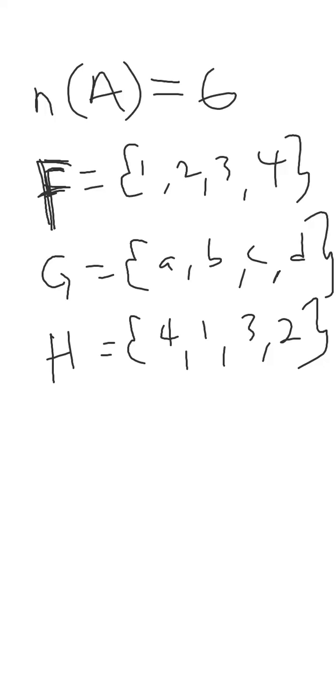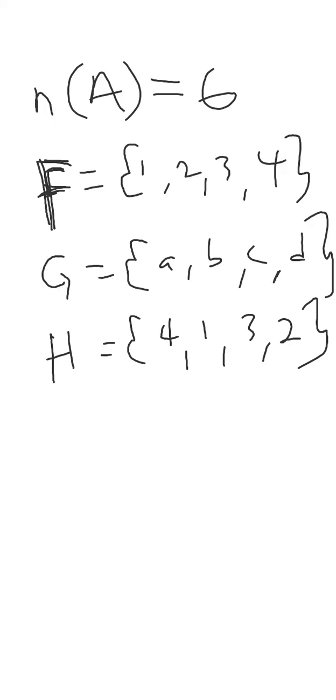Two sets are equal if they contain the same elements and the same number of elements. All right. Now, assuming that in this H, I decide to repeat 4 twice, then it is not equal to F again. They have the same element but not the same number.